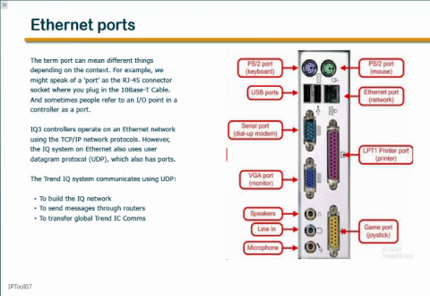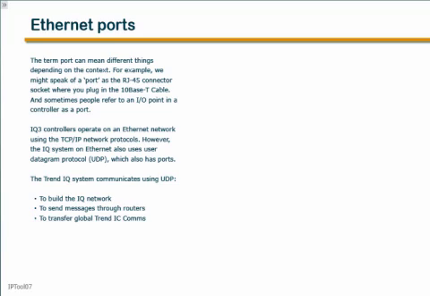The term port can mean different things depending on the context. For example, we might speak of a port as the RJ45 connector socket, where you plug in the 10-base T cable, and sometimes people refer to an I/O point in a controller as a port. IQ3 controllers operate on an Ethernet network using the TCP/IP network protocols. However, the IQ systems on Ethernet also use the User Datagram Protocol, UDP, which also has ports.